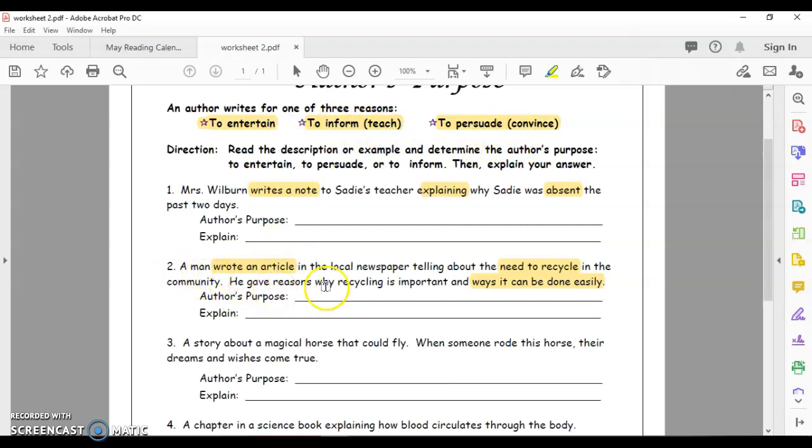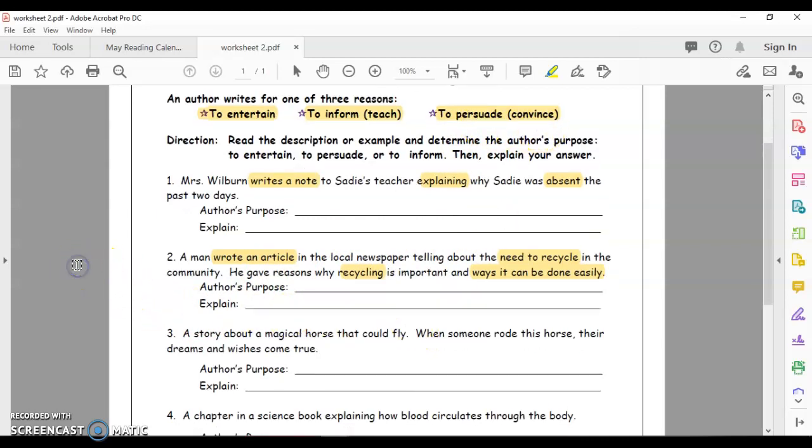What is the man telling you to do? He wrote an article telling about the need to recycle in the community. He gave reasons why recycling is important and ways it can be done easily. So right here on number 2, the author is trying to persuade you, to convince you to do what? The author is trying to convince you to recycle. So there you have it. Your number 2 would be to persuade, to convince you of doing something.